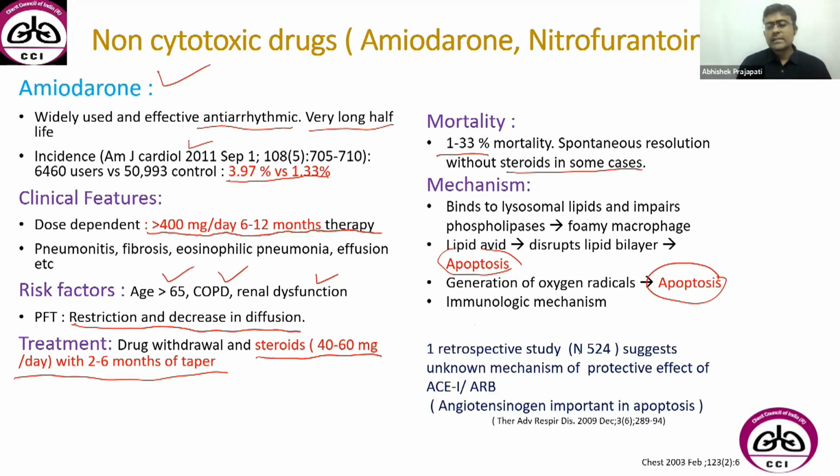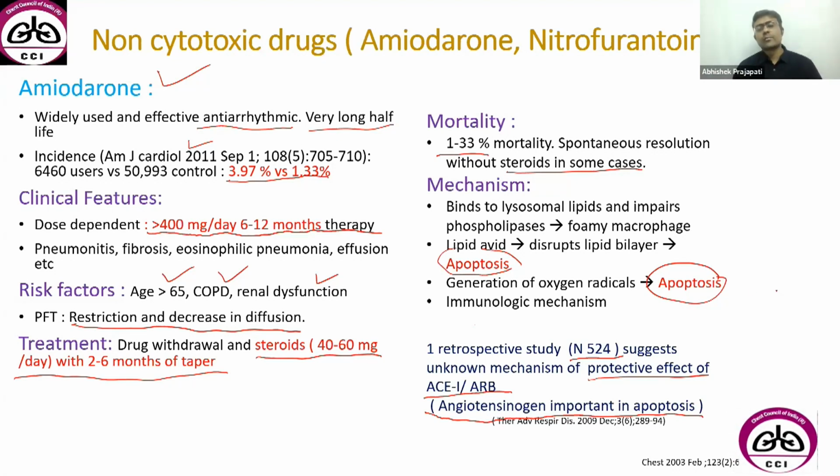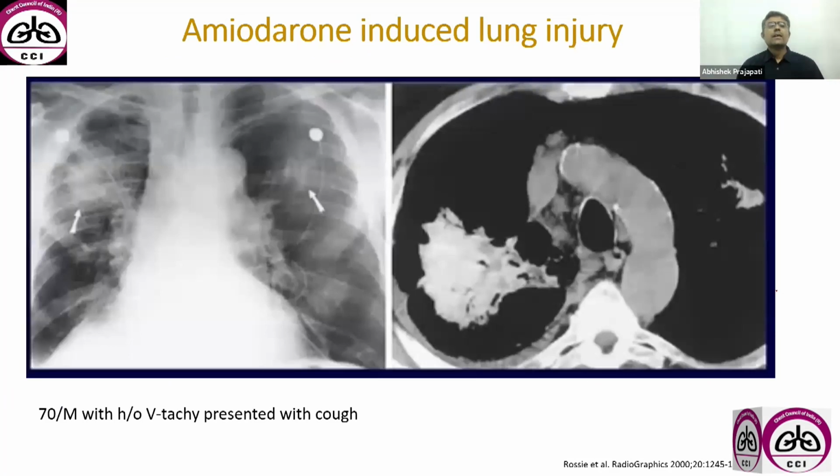One retrospective study, in which 525 patients were studied, suggests an unknown mechanism of protective effect of ACE inhibitor or angiotensin receptor blocker along with amiodarone. Means the patients who were on amiodarone as well as ACE inhibitors had a lesser mortality. So here angiotensin may be playing a role, and where an ACE inhibitor was given, there may be less apoptosis and less chance of mortality and drug-induced toxicity.